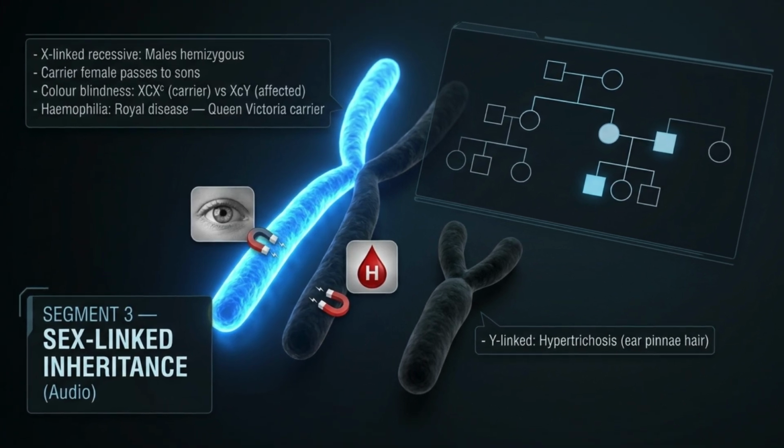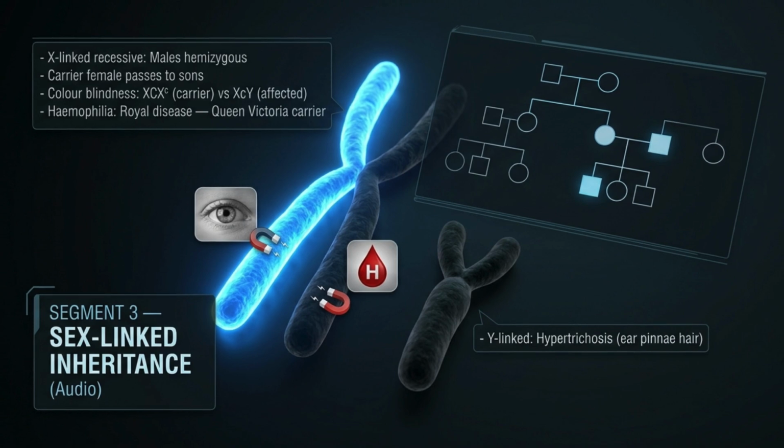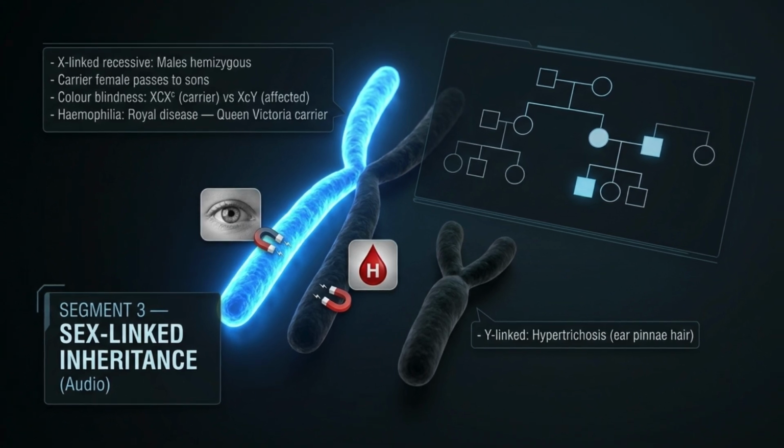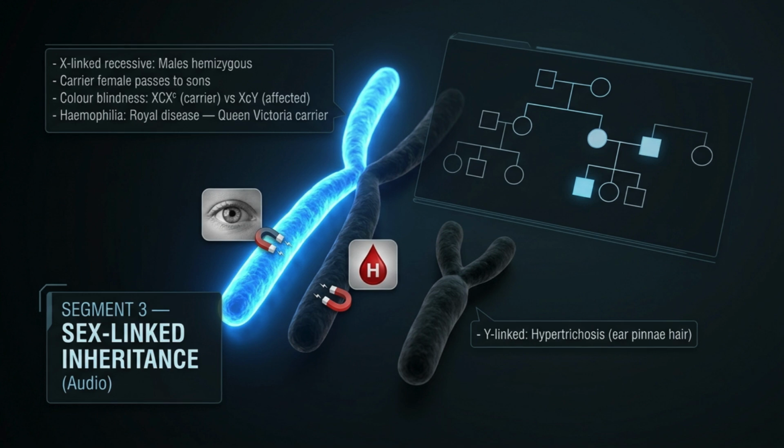Sex-linked inheritance. This requires careful listening. Males are XY. They only have 1 X chromosome, so any recessive gene on the X chromosome will express in males because there's no second X to mask it. We call this hemizygous. In color blindness, a man who receives the recessive XC allele from his mother and Y from his father, XCY, will be colorblind.